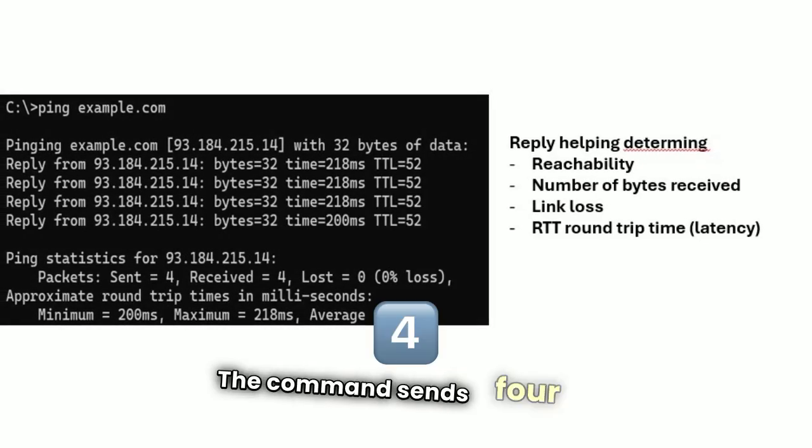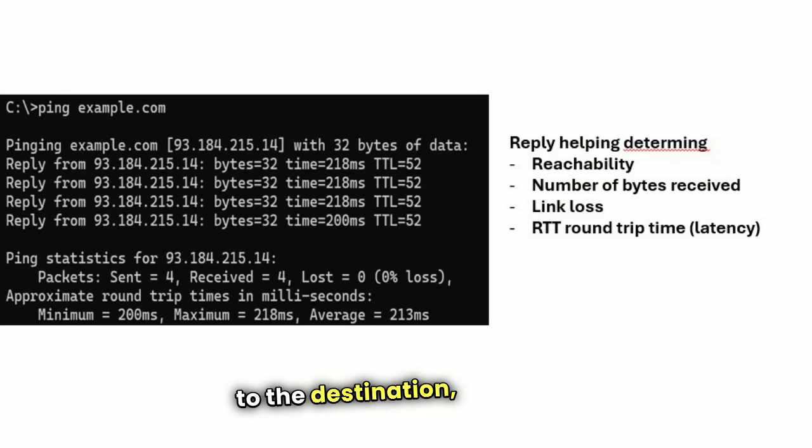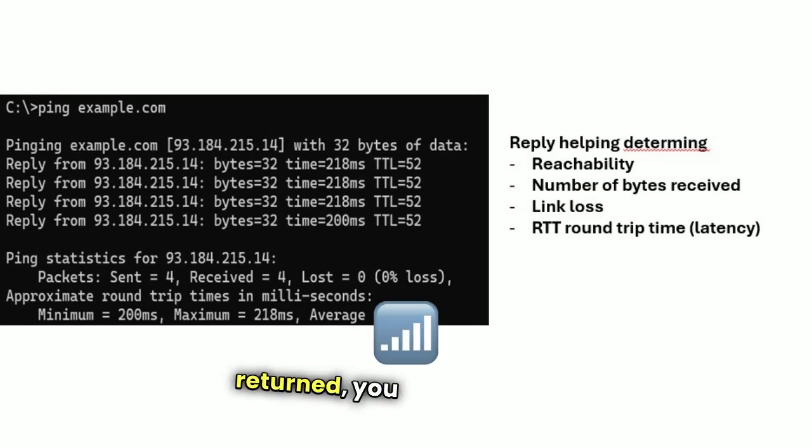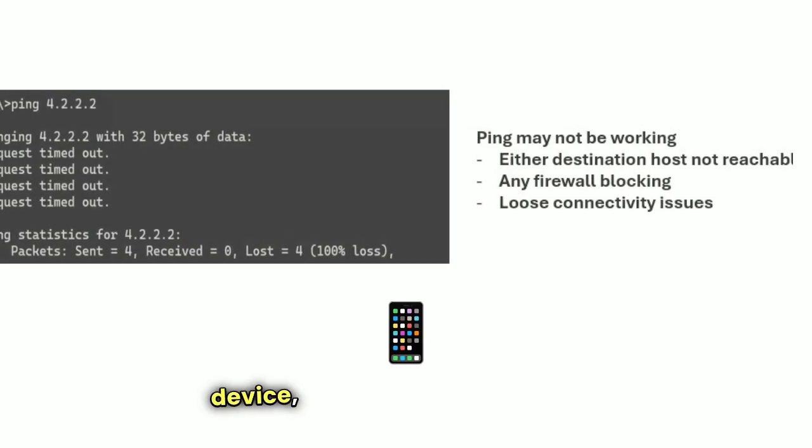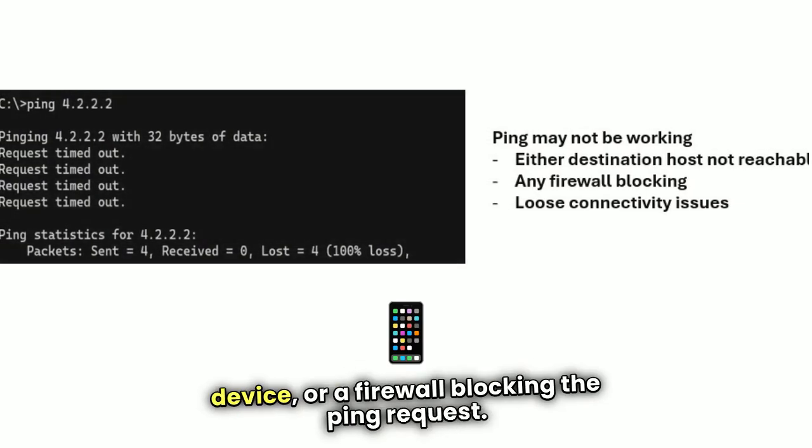The command sends four small packets of data to the destination, and if the packets are returned, you know there's a connection. If you don't get a response, the issue could be a loose cable, a powered-off device, or a firewall blocking the ping request.